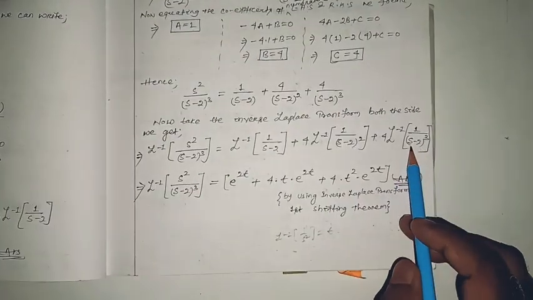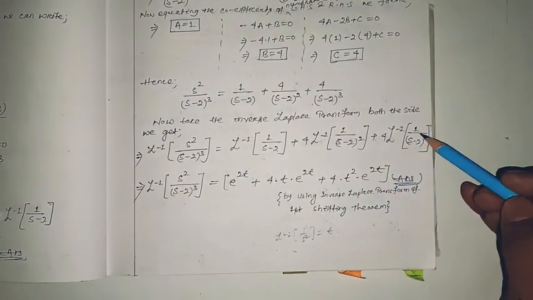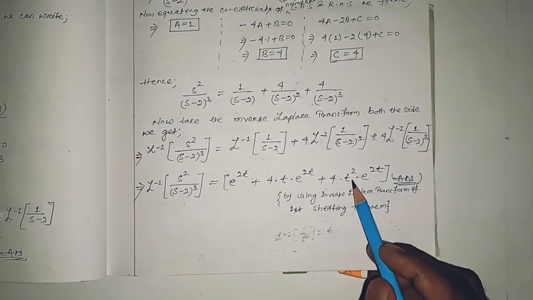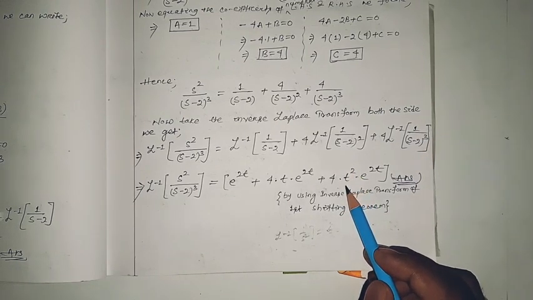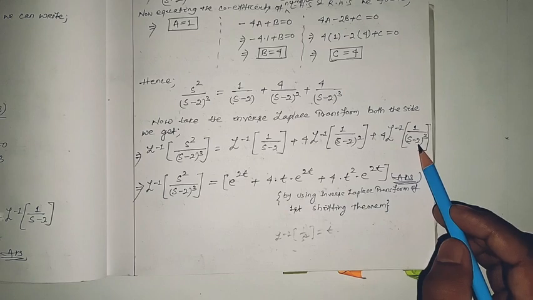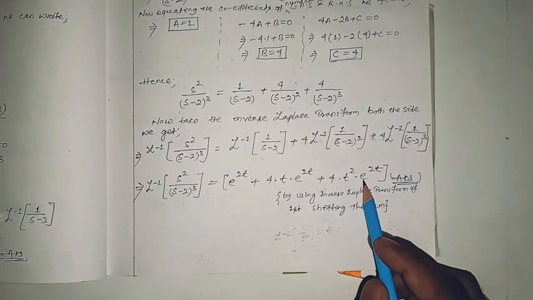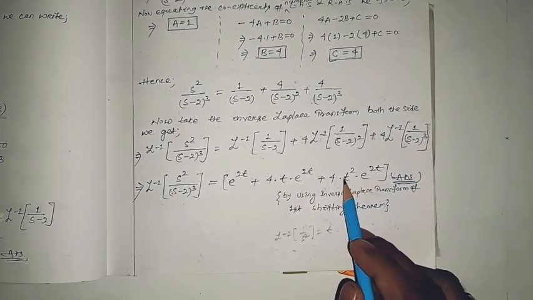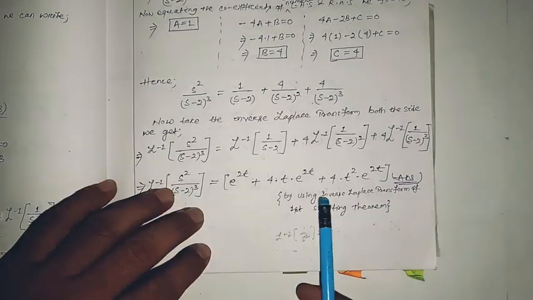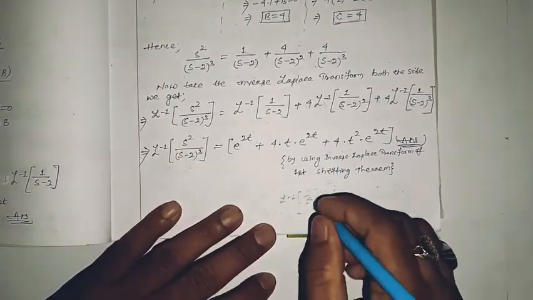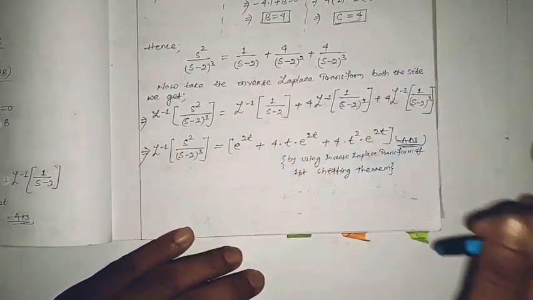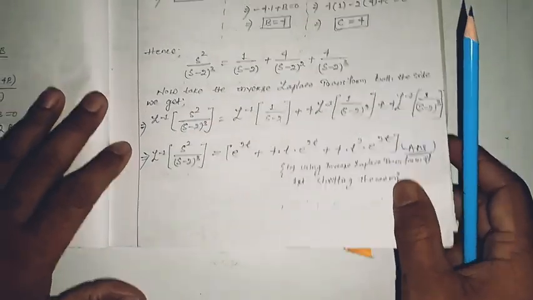Likewise here, (s minus 2) cube is there, so for 1 by s cube the answer would be t square by 2, but as it is s minus 2, it will be e to the power 2t multiplied with t square. So by using the inverse Laplace transform of the first shifting theorem also I have written. Okay, so this will be the answer. Next question.